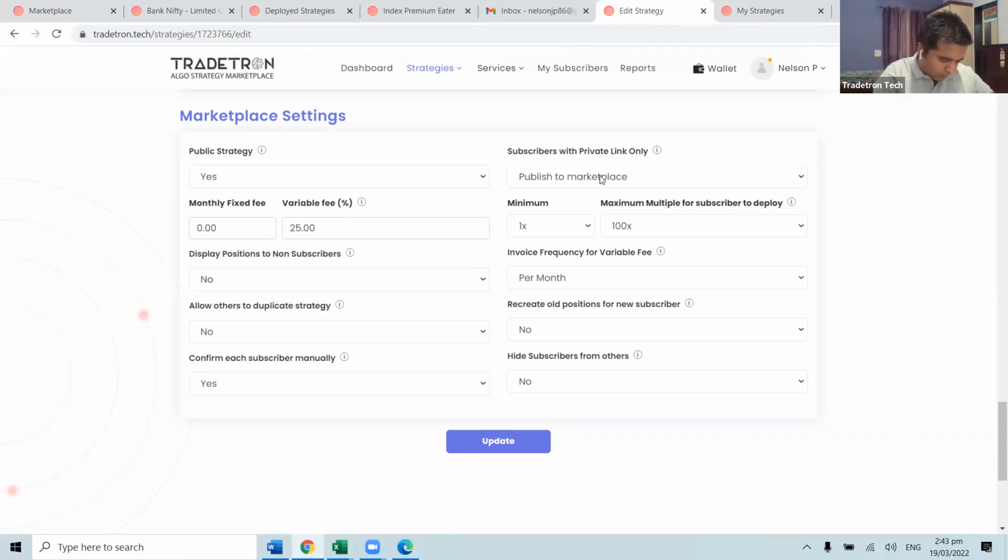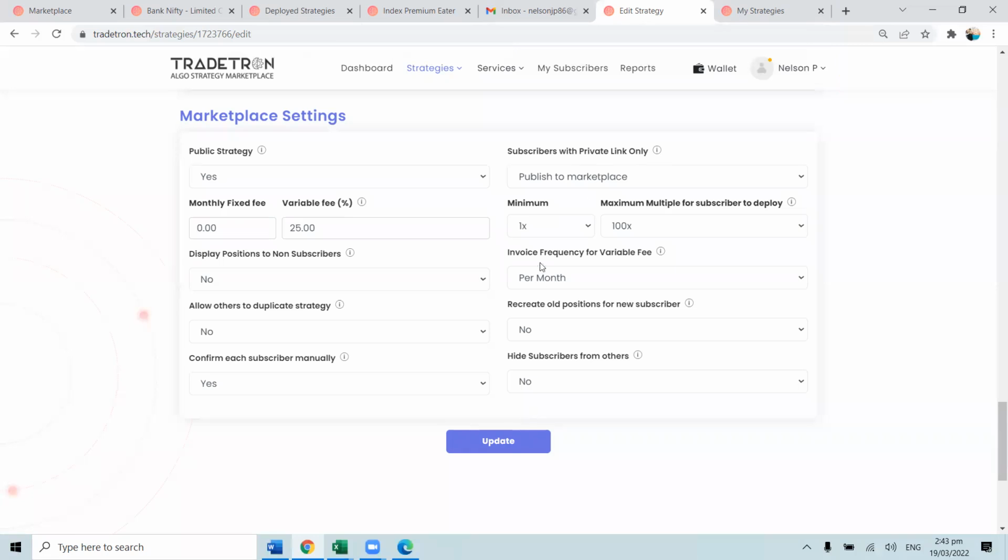Okay, just one second. Marketplace as private link. Okay, there might have been a bug or something, but I will confirm this with my manager and I'll let you know about this part.